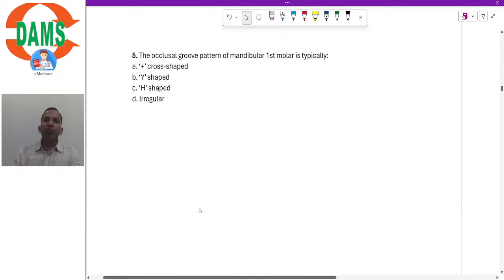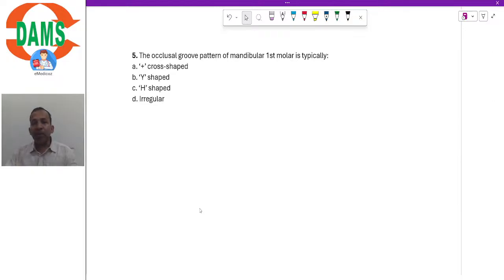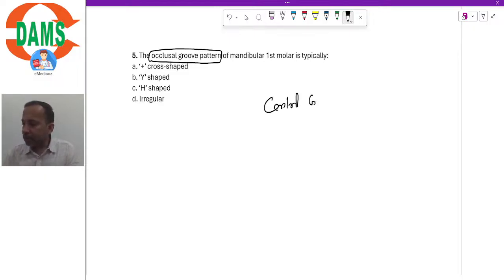The occlusal groove pattern of the mandibular first molar is typically... तो अब हमें mandibular first molar का occlusal groove pattern, right? Or you can say central groove pattern. So when you say occlusal groove pattern, this is nothing but the central groove, right? तो central groove का हो, occlusal groove का हो, एक ही बात है. किसमें देखना है? In the mandibular first molar, right?